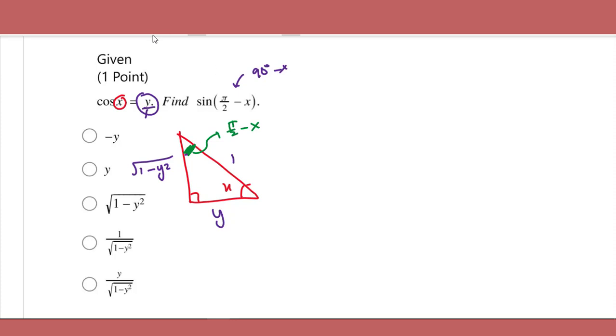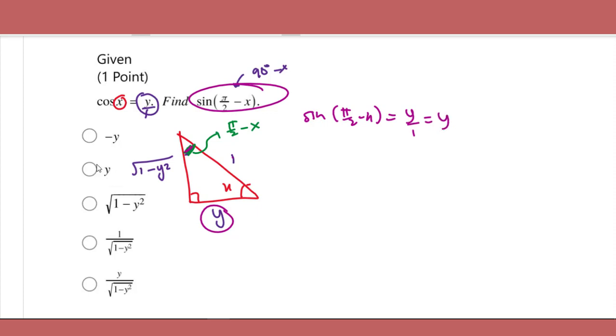So when you want to find sine of pi over 2 minus x, this means opposite over hypotenuse. So sine of pi over 2 minus x is equal to y over 1, or is equal to y. The answer is y. Okay. Or you can use a compound formula.